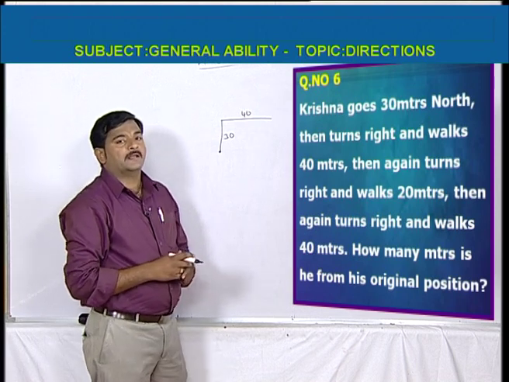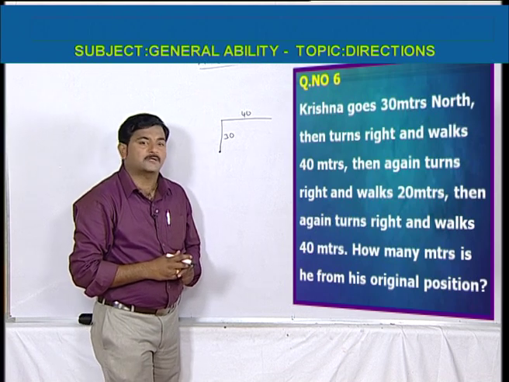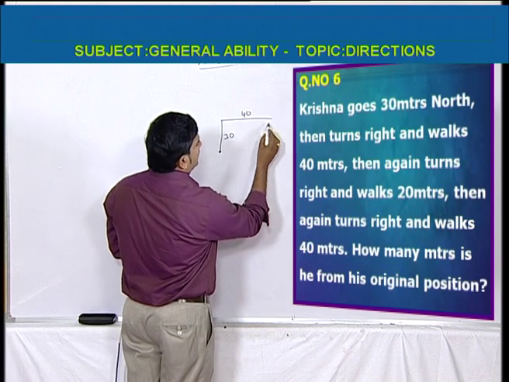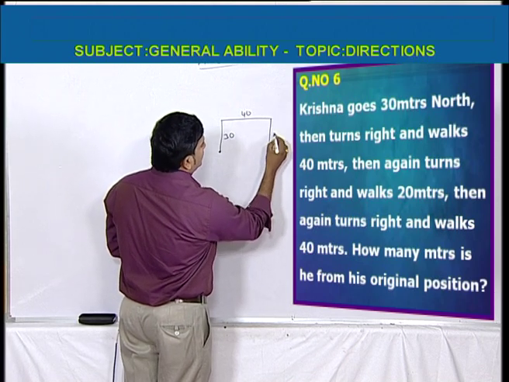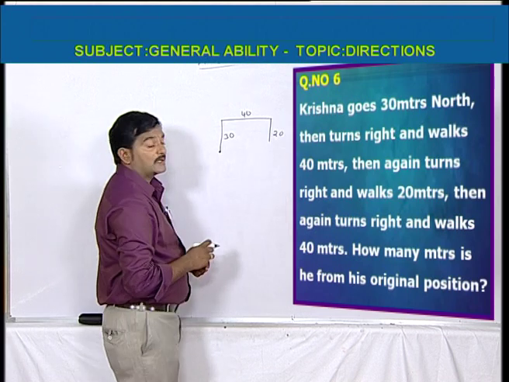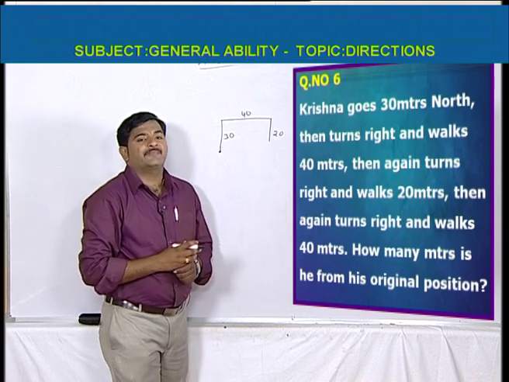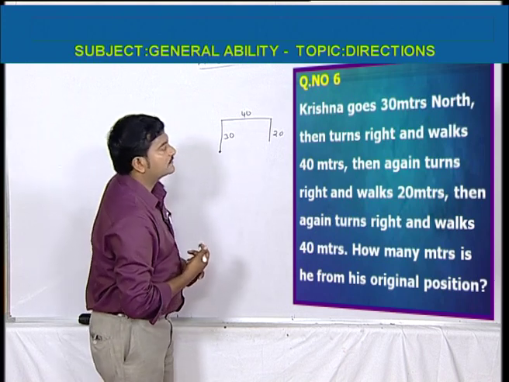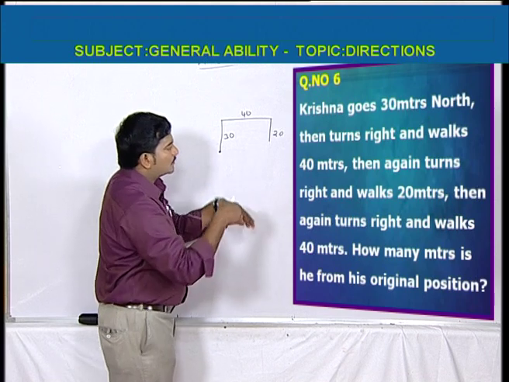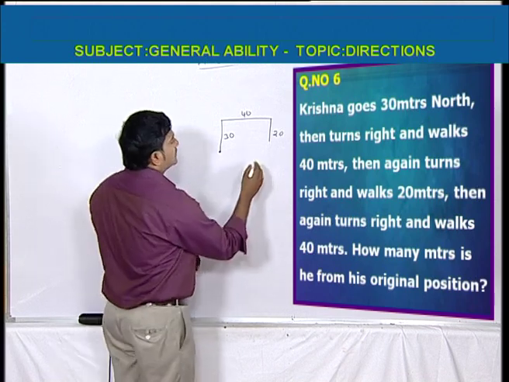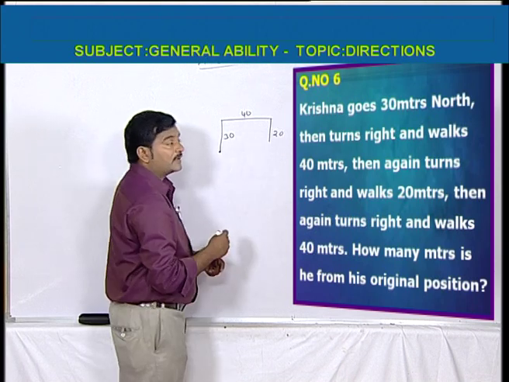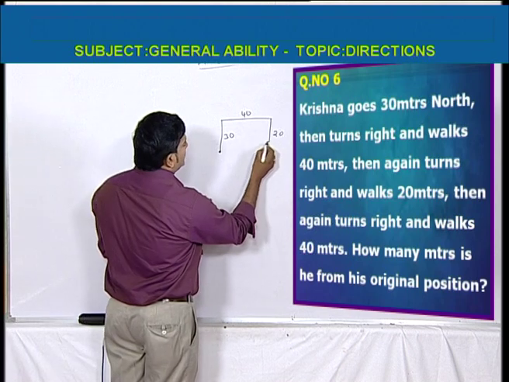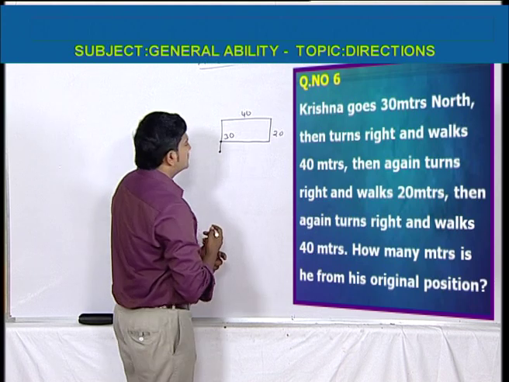Next what happened? Then again turns right and walks how many meters only? 20 meters. So again turns right and walks only 20 meters. Okay, this is the concept. So next what he mentioned here, then again turns right and walks 40 meters. So here now he is walking towards south direction, turns right and walks 40 meters. Is it 40 only? Yes. Turns right and walks how many meters? 40 meters. So again simply he came to this place.